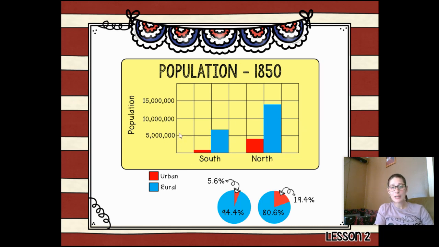So let's see, that would be 7, 8 million people in the South and 14, 18 million people living in the North. So it's a completely different number of people. Okay. That's the first problem.